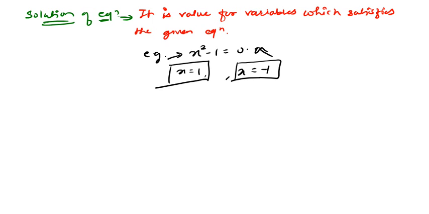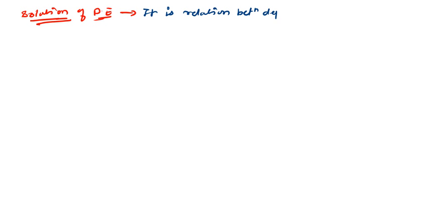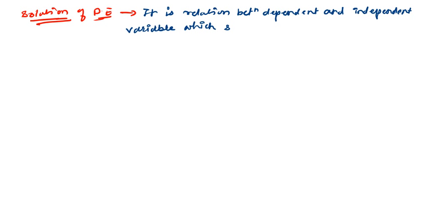Now, after understanding what the solution of an equation means, our actual interest is in what the solution of a differential equation means. Basically, the definition of the solution of a differential equation is: it is the relation between the dependent and independent variable which satisfies the given differential equation.